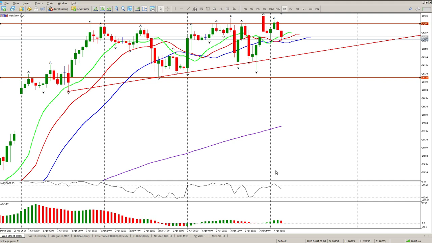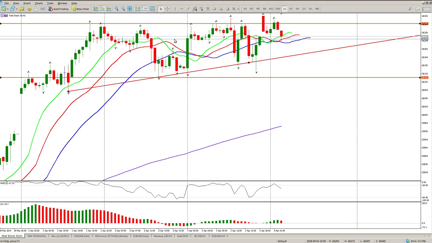The oscillators themselves are pointing down, but it's not really giving me anything else. The awesome oscillator at this stage is just hovering around the zero line. The only positive part here is we're staying above the zero, which still gives us comfort for the long. For me at this stage, technically we should still be playing the long.